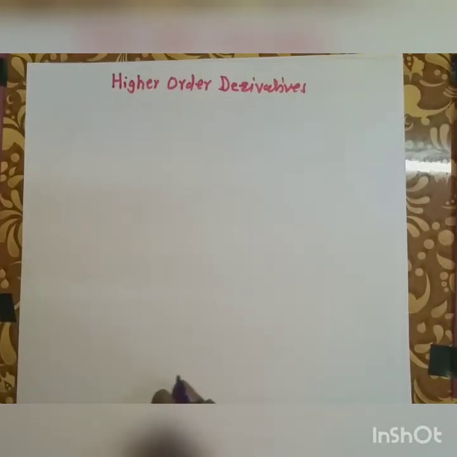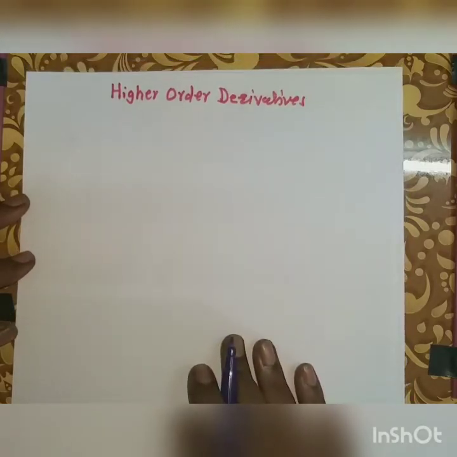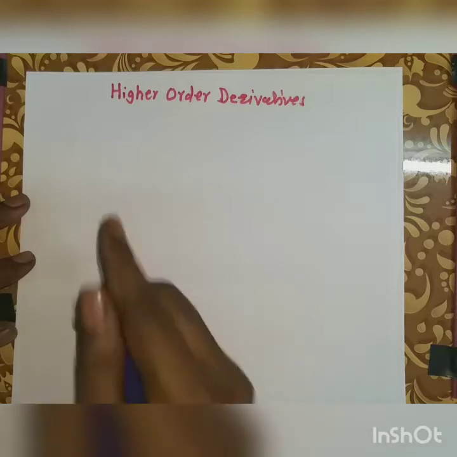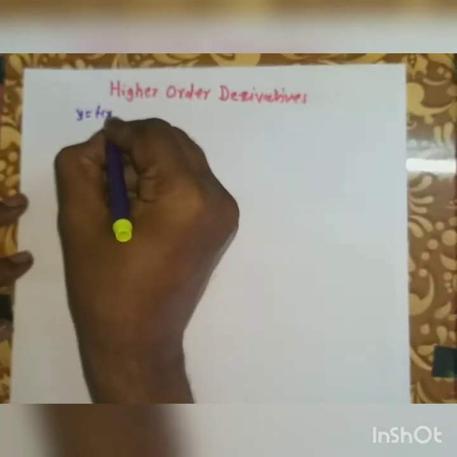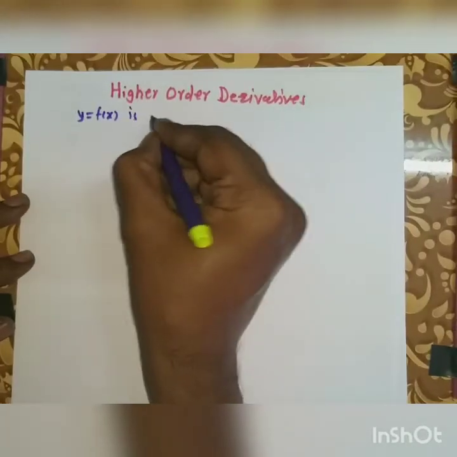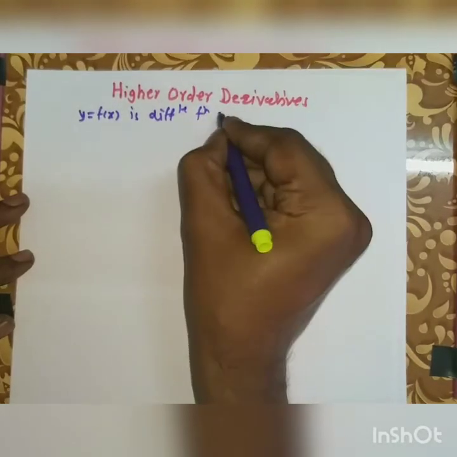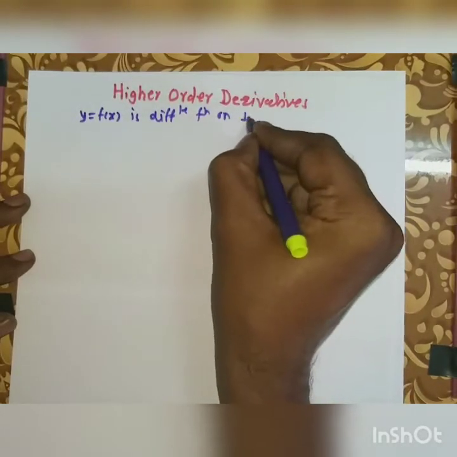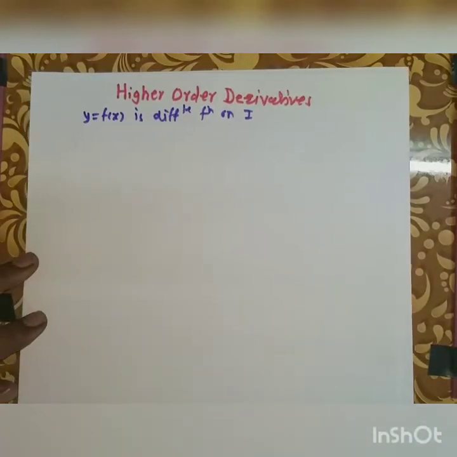Hello students. Today we will discuss the last article in the chapter, higher order differentiation or higher order derivative. Now y is equal to f of x is a differentiable function on interval I. That means y is equal to f of x is differentiable, so we can find its derivative.